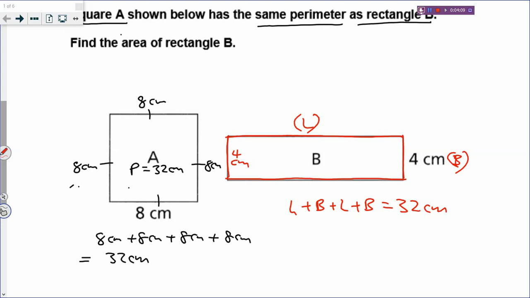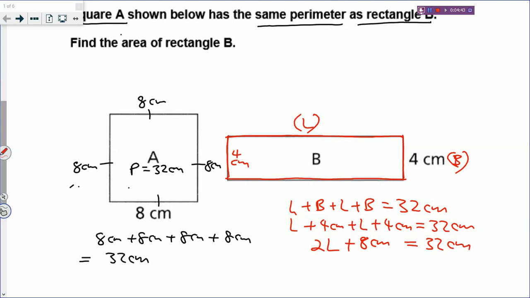Okay, so we do the long way, the longer way, so that you understand, and then when you are better, you can do it a bit faster the next time. So what's the length? Length we don't know. So length plus breadth. Breadth is 4 cm. Length we also don't know. Breadth is 4 cm, and the parameter, you add up all the sides, is 32. So length plus length will give you 2 length. Am I correct? 2 length. Then 4 plus 4 will be 8 cm, and the parameter is 32. So can you find how long is 2 length?